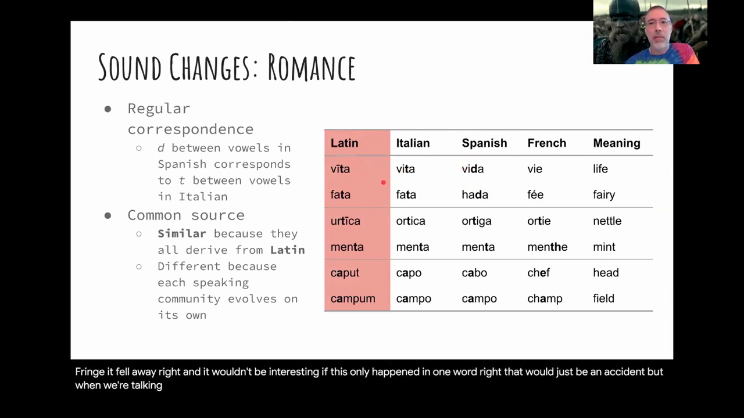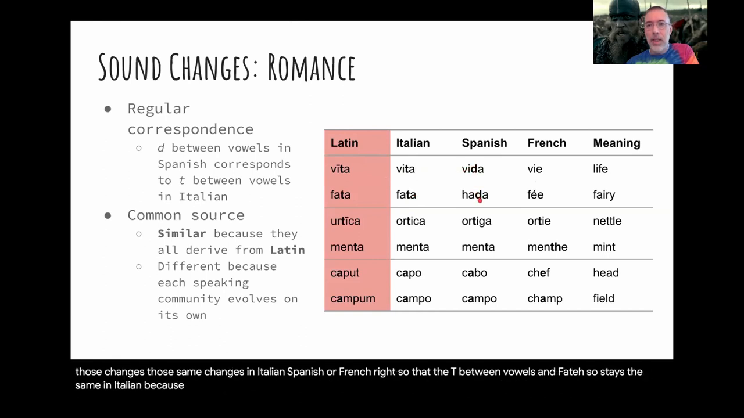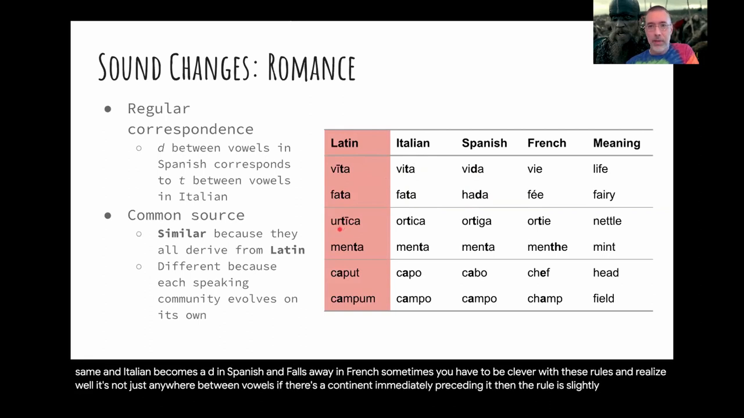But when we're talking about sound rules, we're saying that actually any time you have this T between vowels, it undergoes those same changes in Italian, Spanish, or French, right? So the T between vowels in fata also stays the same in Italian, becomes a D in Spanish, and falls away in French. Okay? Sometimes you have to be clever with these rules and realize, well, it's not just anywhere between vowels. If there's a consonant immediately preceding it, then the rule is slightly different.